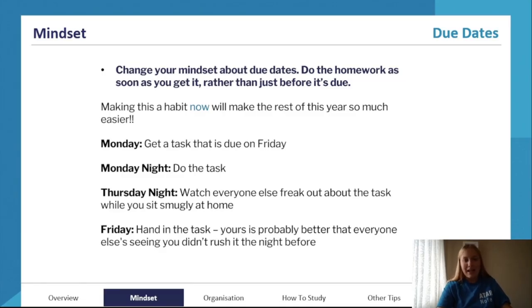So here's an example. If, say, on Monday we get a task that is due on Friday, we would do the task on Monday. Then when it comes to Thursday, we can watch all the other students freak out about the task while you sit smugly at home, resting and enjoying your night, having done all of your work for the week for all of your subjects as well. And chances are on Friday when we hand in the task, ours will probably be better than everyone else's because we didn't rush it the night before.